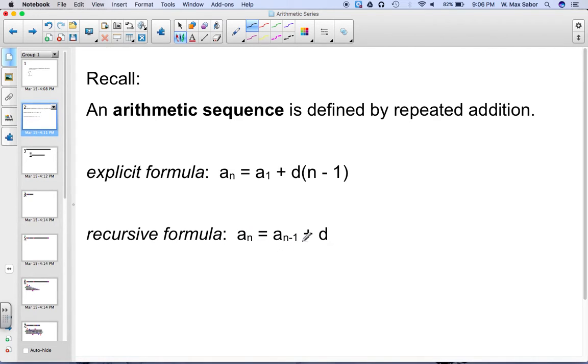The recursive formula takes the previous term and adds the common difference. You should be able to recognize it in a list as well by having repeated addition. For example, this is an arithmetic sequence where the common difference is 4.